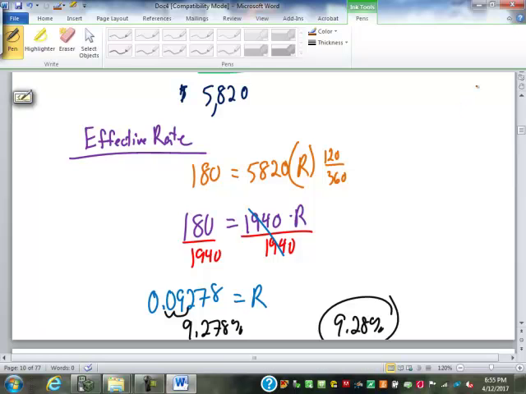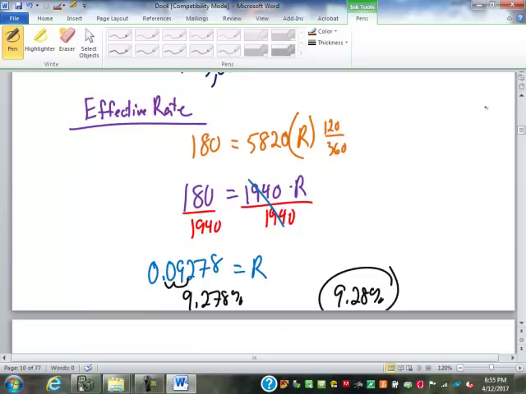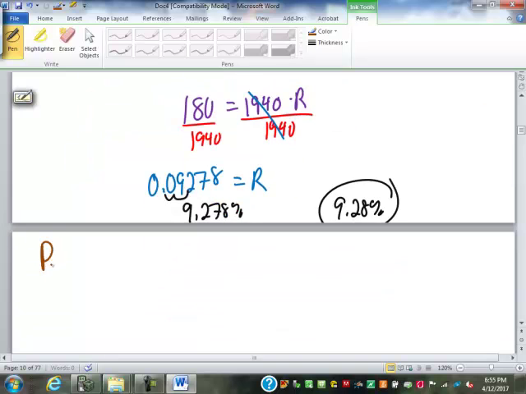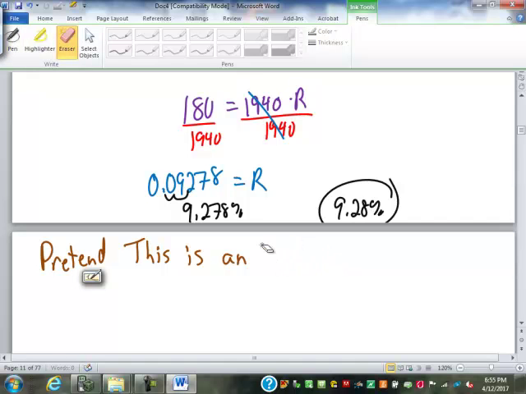So now what we do is we go back and we look at this. What would this be if this were an interest-bearing note? So we're going to pretend this is an interest-bearing note. Well, they're both interest-bearing notes. I used the wrong term. This is a simple interest note, I should say.